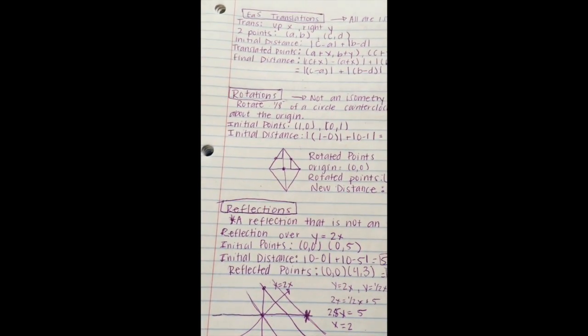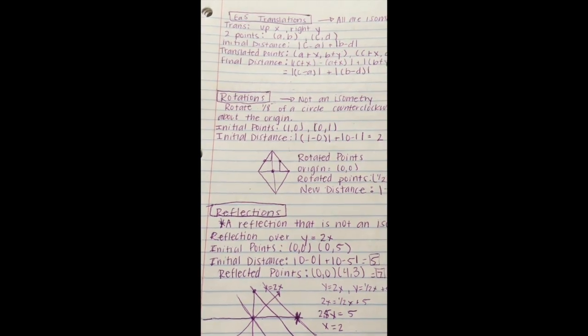So today we are going to be working on rotations, and we are going to talk about how not all rotations are isometry. Before we begin, I'm going to talk about what an isometry is. An isometry is a transformation that preserves distance. If you remember, last time we talked about Etch-a-Sketch translations, and we figured out why all translations are isometric. Today we are going to be doing it on rotation.